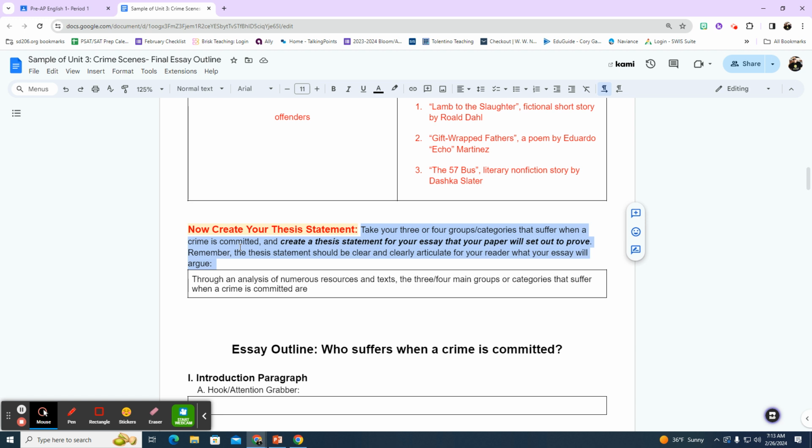If you recall, your thesis statement is the most important part of your introduction paragraph because it's at the end of your introduction and it drives your paper. It basically tells exactly what your paper is going to be about.